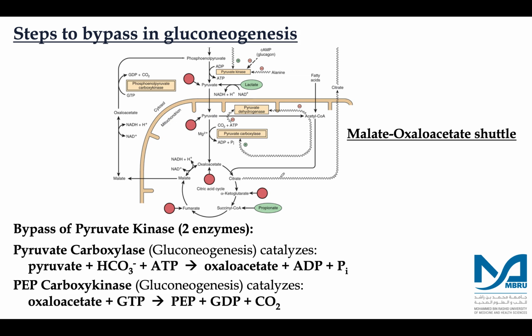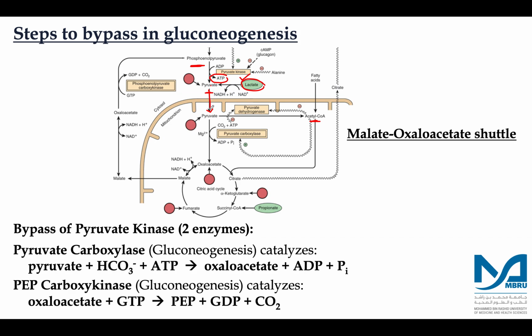Let us look at the glycolytic reaction. In glycolysis, we convert phosphoenolpyruvate to pyruvate, and this particular process is catalyzed by pyruvate kinase. We generate 1 molecule of ATP at this state. Now, pyruvate under anaerobic conditions will be converted to lactate. However, under aerobic conditions, it will diffuse from the cytosol into the mitochondria, where pyruvate will be converted to acetyl coenzyme A, and this acetyl coenzyme A then goes into the TCA cycle.